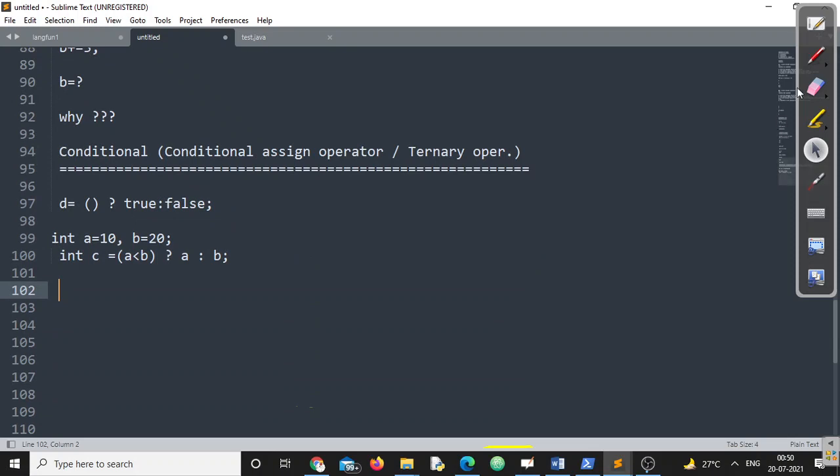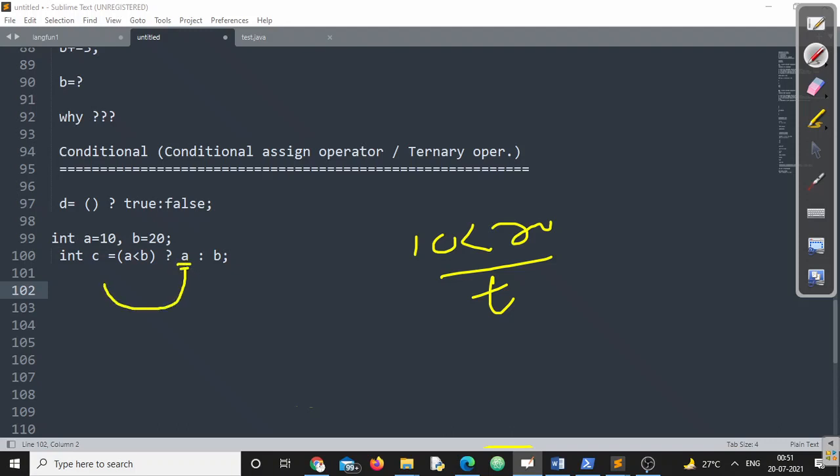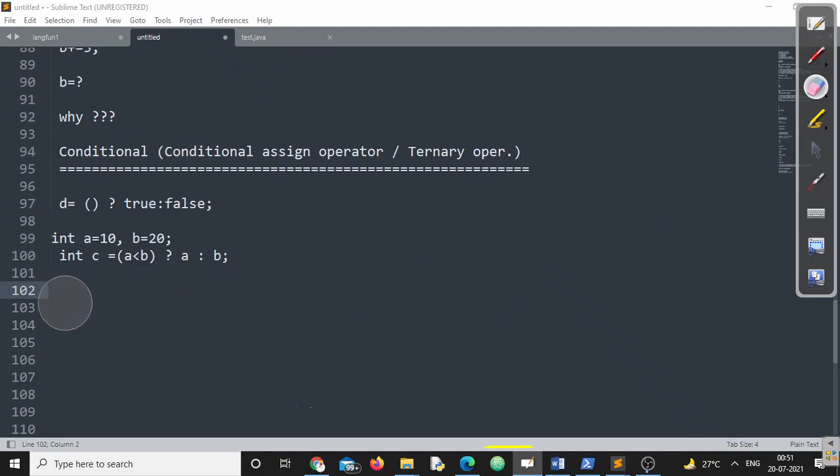So what will be the value? A less than B, 10 less than 20. True or false? 100% this will be true. If this is true, which part will be executed? The part followed by the question mark. Now this value will be assigned to C, right? If this were false, then the other value would be assigned. So one of these values will be assigned to C. That's why this is called the conditional assignment operator. Assignment is purely conditional based on this.